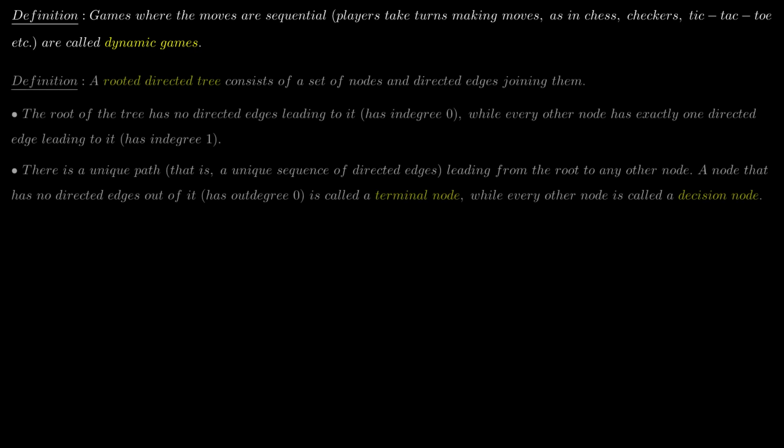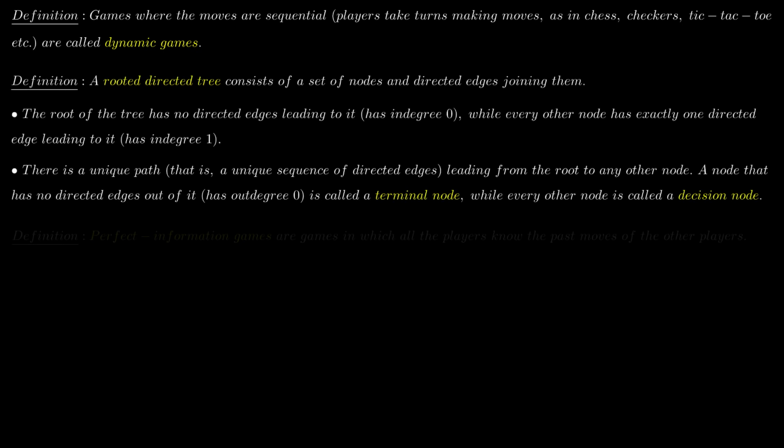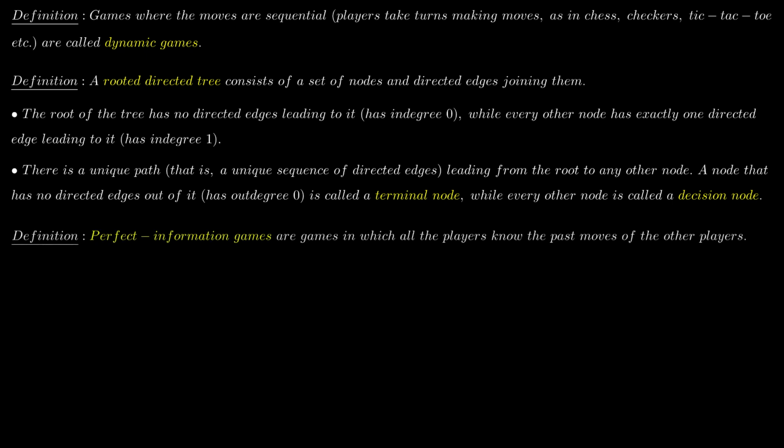are perfect information games. Often interactions are not simultaneous, but sequential. Players take turns making moves instead of simultaneously. Chess is one such game. Checkers, tic-tac-toe, etc. Games with sequential interaction are called dynamic games, or games in extensive form. Perfect information games are represented by rooted directed trees. Here's a formal definition of a rooted directed tree. Perfect information games are games in which every player knows all the past moves of every other player.